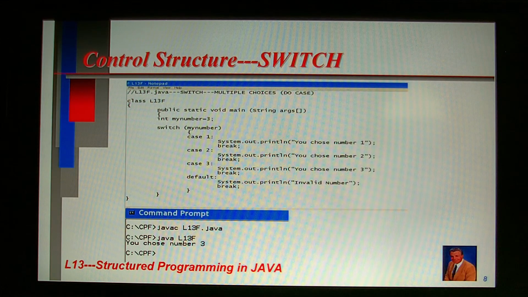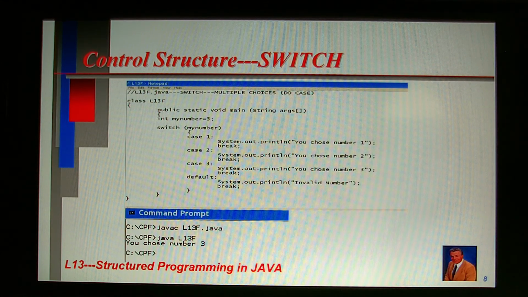Here the case 1, 2, 3 and default subheaders are considered computer program labels. For example, note the colon syntax for terminating each subheader. Each label receives computer program control from the switch control structure header, based on the value of the data variable myNumber. The case subheaders are identified by the case keyword.